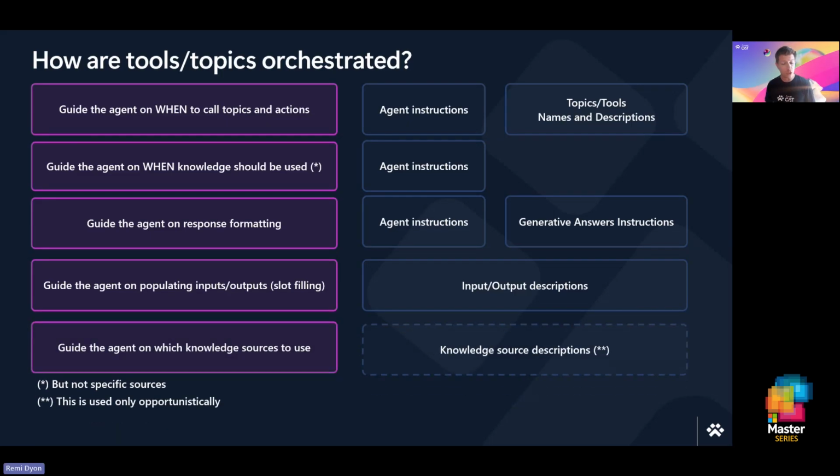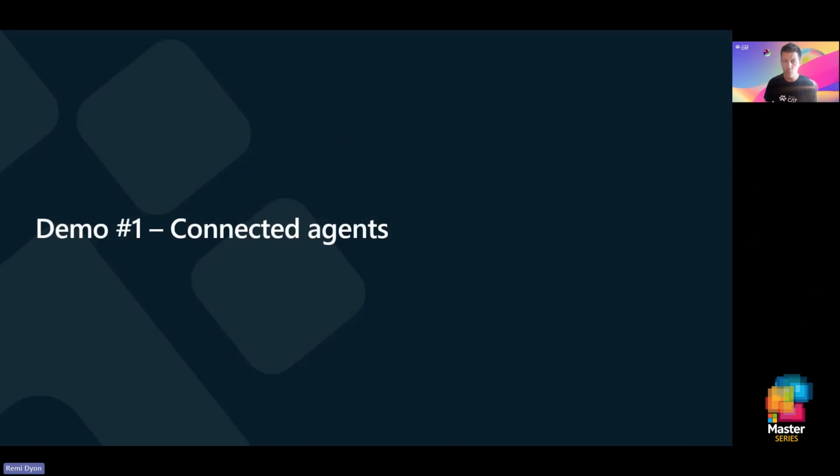Finally, instructions, or descriptions of the tools and knowledge, can be used to guide the agent on which knowledge source to use. But this is used opportunistically, only when you have a high number of knowledge sources. Otherwise, if you have a low number of knowledge sources, the agent is going to try to query them all. All right, so enough with the slide.